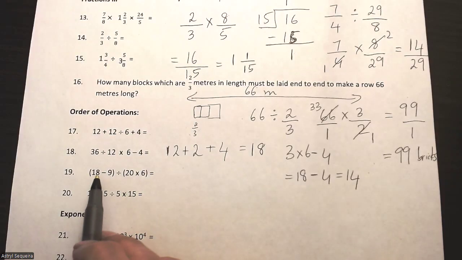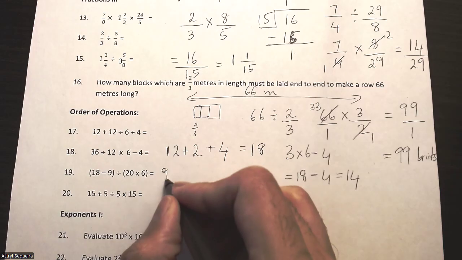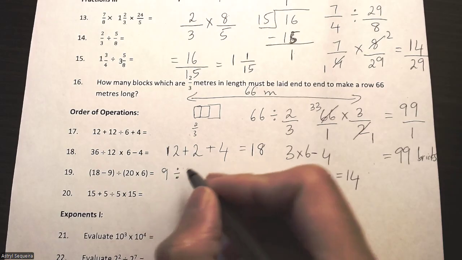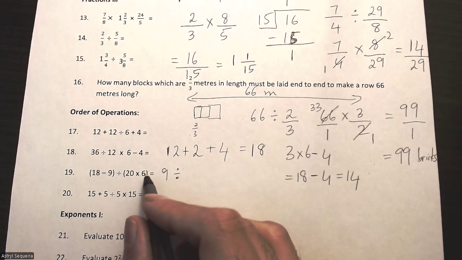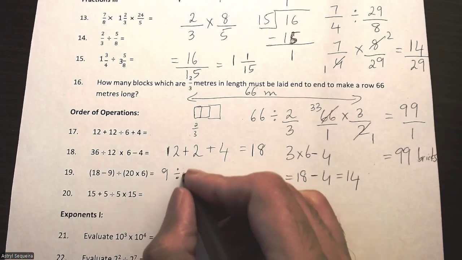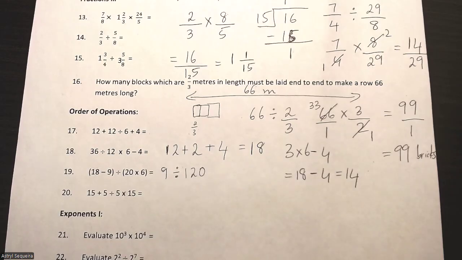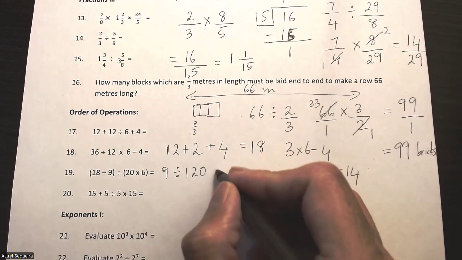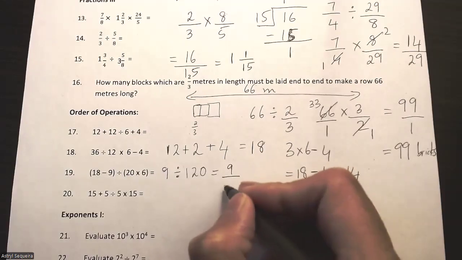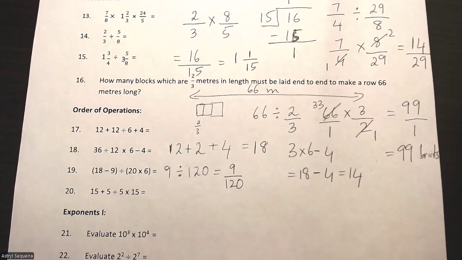Question number 19, I got to do my brackets first. That's the first thing in BEDMAS. So 18 minus 9 is 9. And then 20 times 6, that's just 120. So now I got to do 9 divided by 120. That's a smaller number divided by a larger number. Anytime you have that, means you've got to write it as a fraction. So 9 over 120. And now we got to reduce this down.